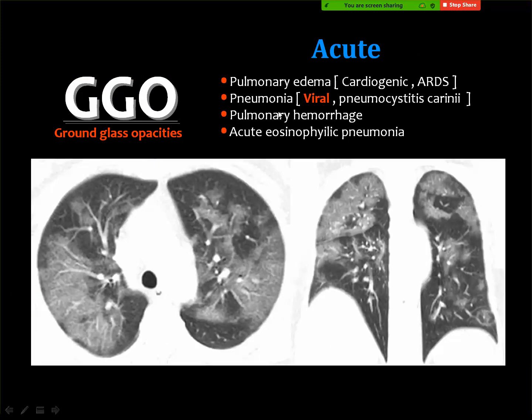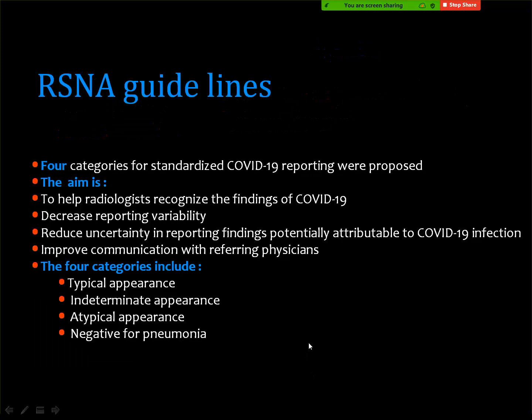Then you remember that the ground glass opacities in the lecture of diffuse lung disease are classified into two types, the acute type and the chronic one. The acute type, the differential diagnosis is pulmonary edema, whether it is cardiogenic or acute respiratory distress syndrome. The pneumonias, especially the viral pneumonia and the pneumocystis jirovecii, which is the pneumonia occurring in AIDS patients. Also pulmonary hemorrhage and acute eosinophilic pneumonia.